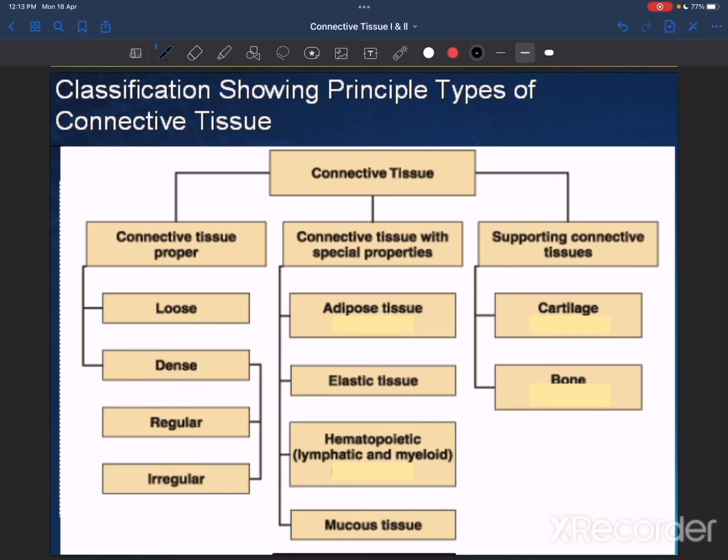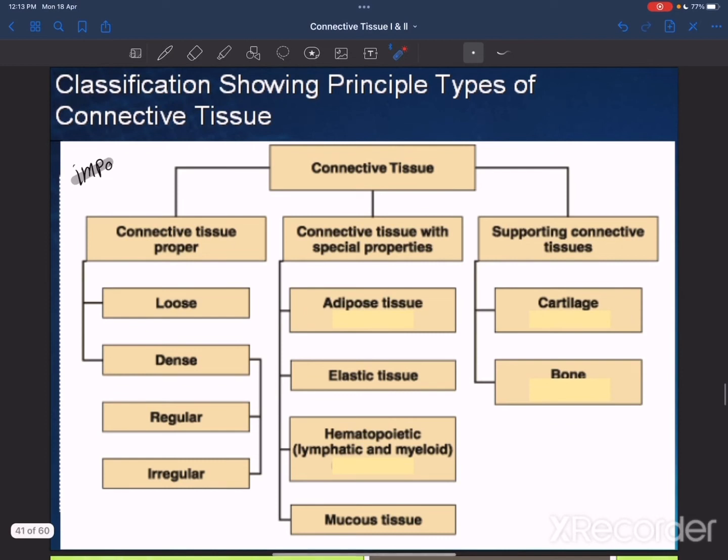This classification is very important. And the connective tissue with special properties and supporting connective tissue. Mainly the connective tissue proper, and some of the connective tissue with special properties, and we will leave the supportive connective tissue, which is the cartilage and bone, to Dr. Snow. She will present it to you in upcoming lectures.